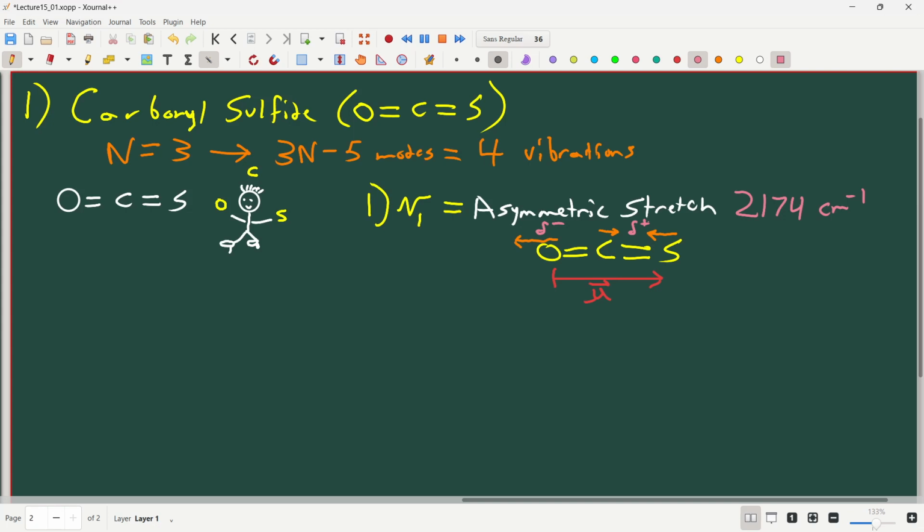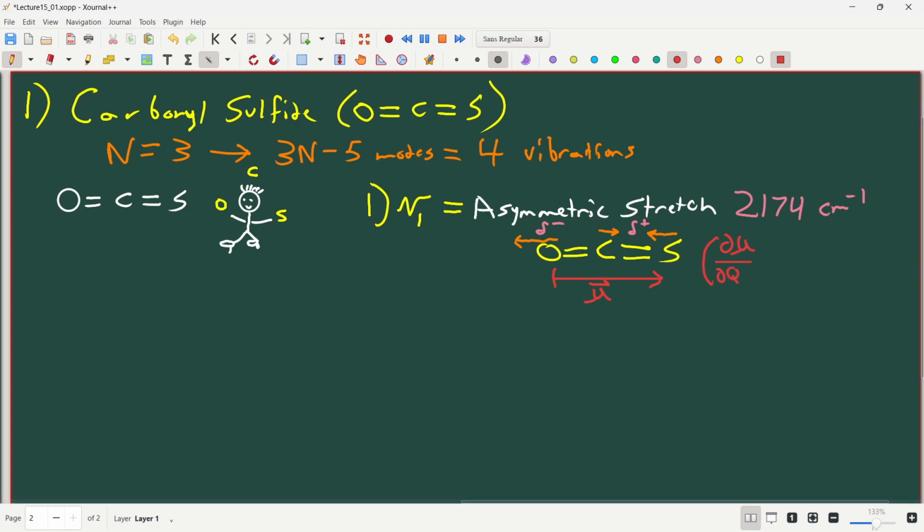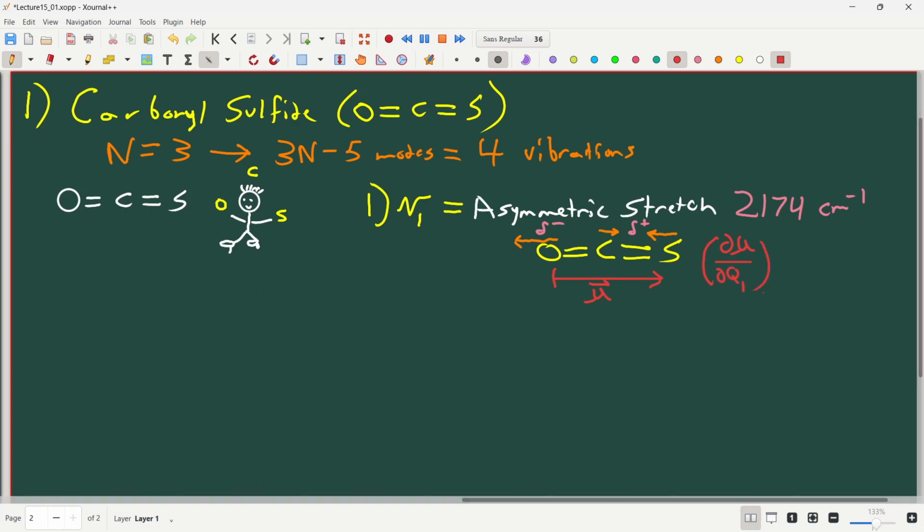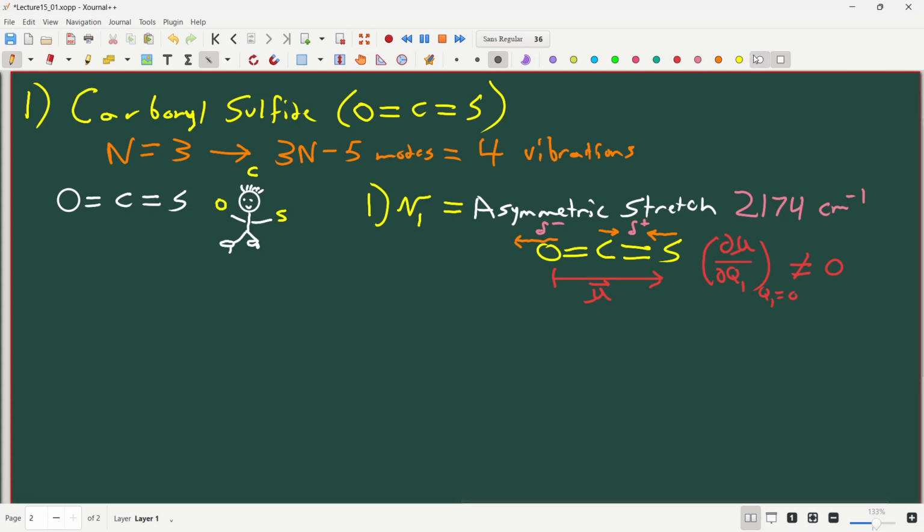All right, so the derivative of the dipole with respect to the displacement, Q1, evaluated at equilibrium, is not equal to 0. The dipole changes as we move along the normal coordinate Q. Okay? So this is an allowed transition. In fact, it's an intense absorption.